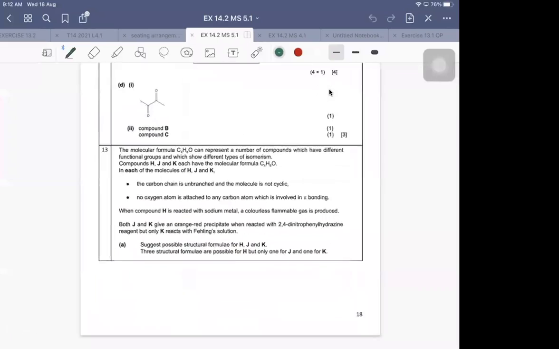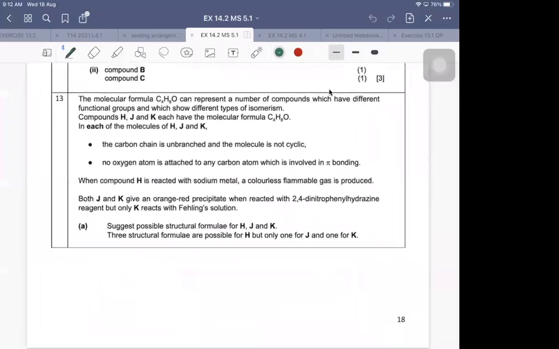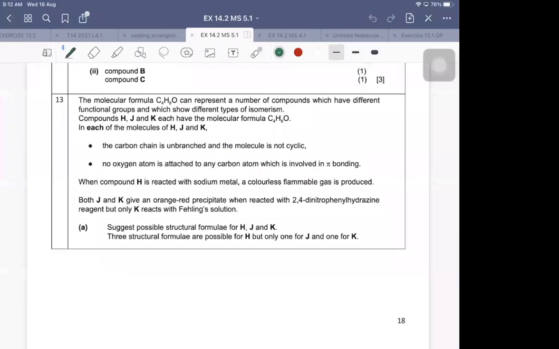Okay, so let's start with question 13. Question 13 says that we have a compound with molecular formula C4H8O, and it can have different functional groups and show different types of isomerism. The carbon chain is unbranched and the molecule is not cyclic. So that's our first hint. Unbranched means they are all in a straight line. And then the molecule is not cyclic.